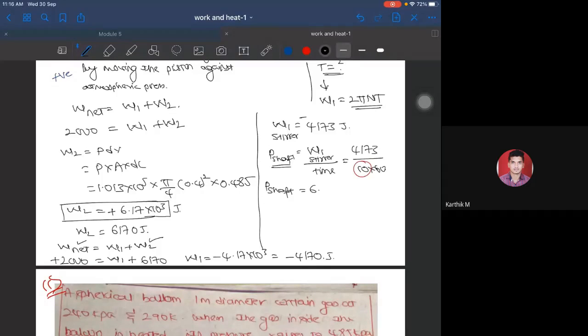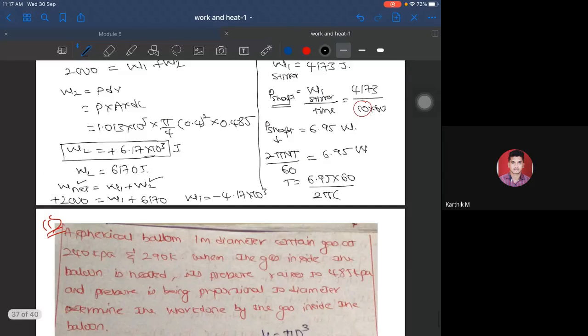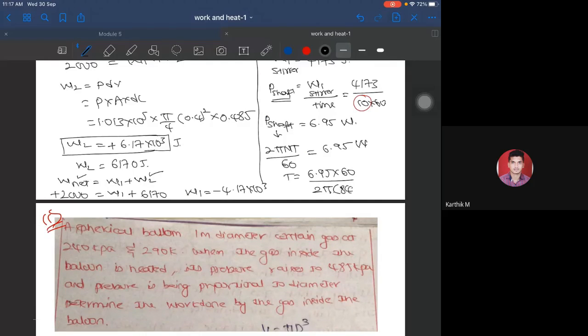The power of the shaft is given by 2 pi nT divided by 60 in watts. So it is 6.95 watts. From this, you need the torque. Torque is equal to 6.95 into 60, divided by 2 pi n. What is the value of n, the speed of the shaft? 840. Just substitute 840, and now we will get the value of the torque in newton meters.